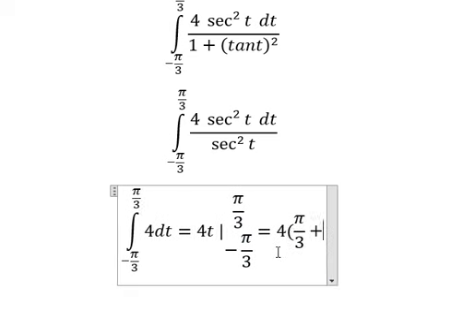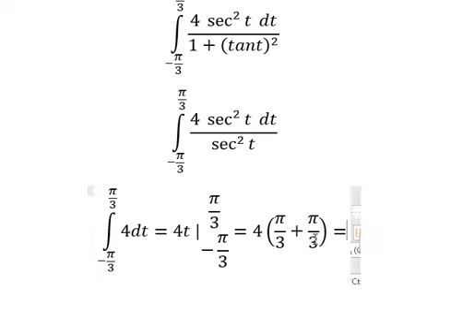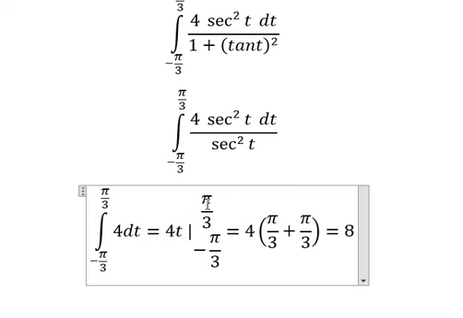So this is the final answer. So we have 8 pi over 3.